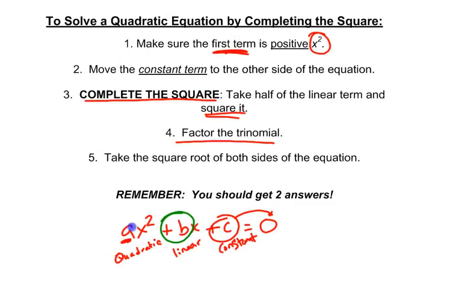And the trinomial is always going to factor a specific way, and that's by design. Since we've completed the square, that'll happen a certain way we'll look at in a minute. And then we're going to take the square root of both sides of the equation.